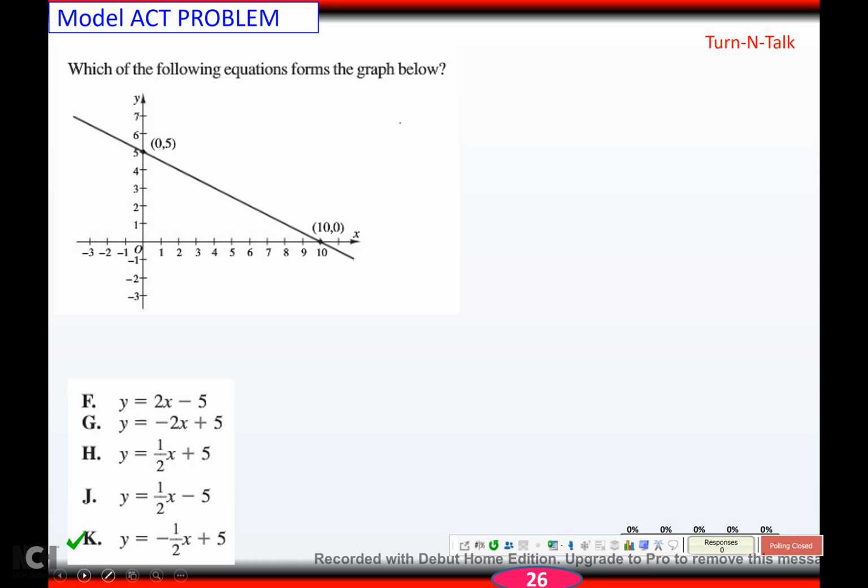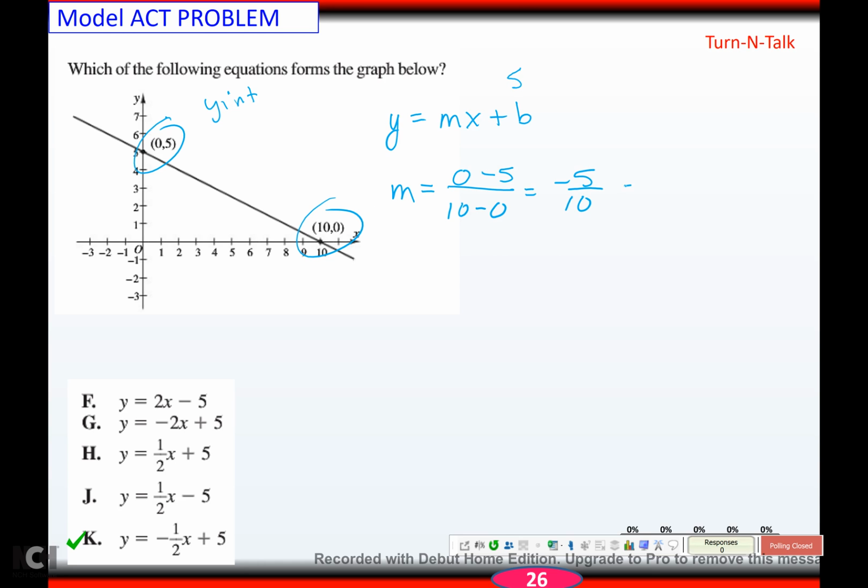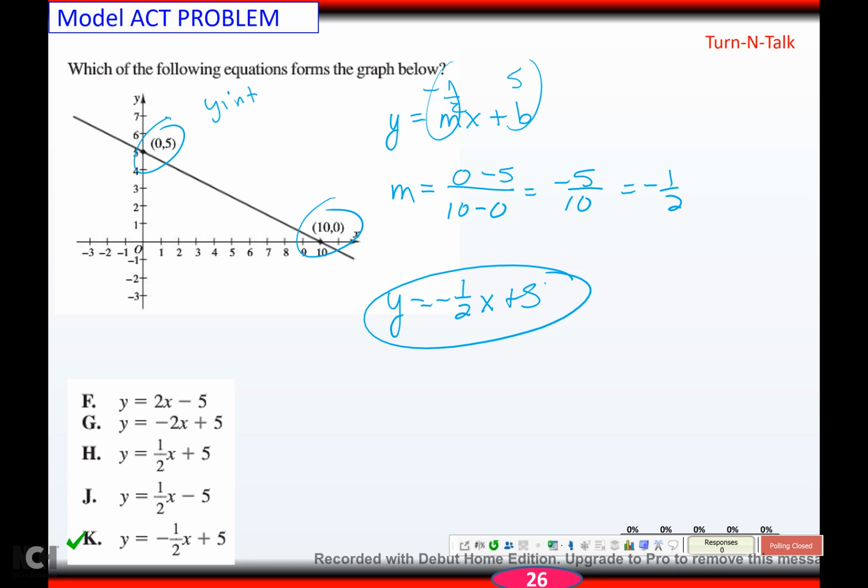Alright, so all I need to write an equation is a slope and a y-intercept. Well, there's my y-intercept. That's 5. So b equals 5. All I need is a slope. Well, you got 2 points there. I mean, you can count if you want to, but my slope is going to be, we'll call this point 1 and point 2, y2 minus y1 over x2 minus x1. That's negative 5 over 10, which is negative 1/2. So if I put negative 1/2 here and 5 here, I get y equals negative 1/2 x plus 5.